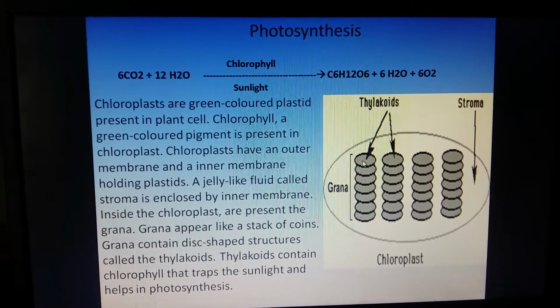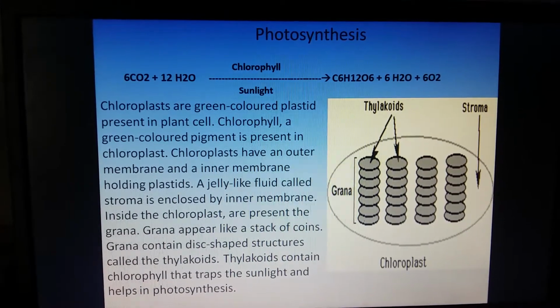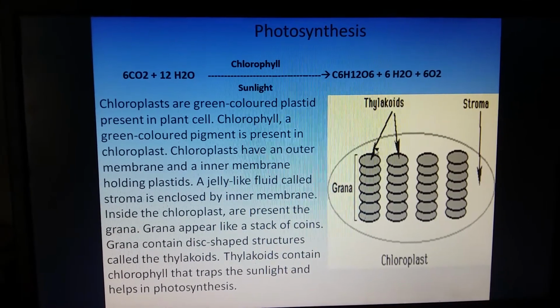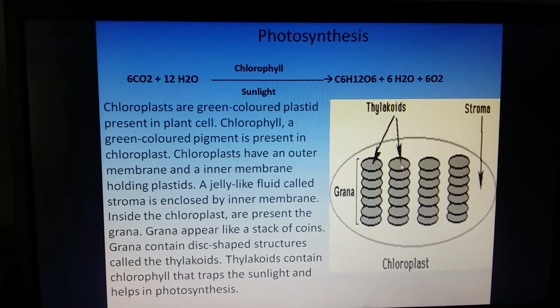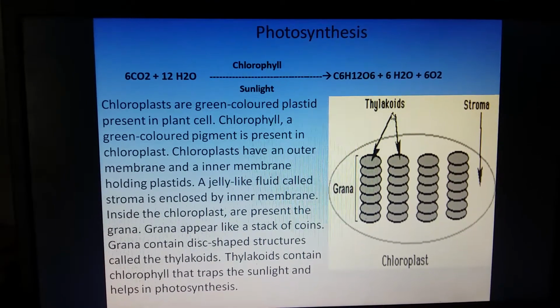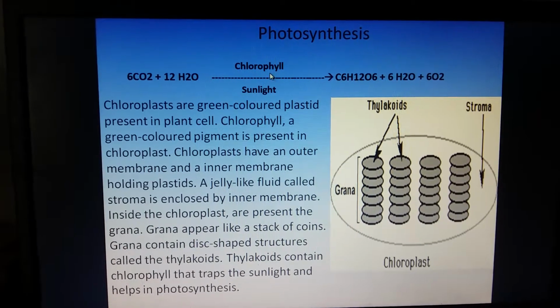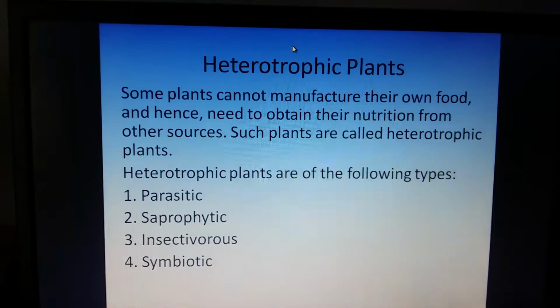Grana are nothing but a structure which is like a stack of coins, as if coins are kept one above the other. Grana are disc-like structures, and these disc-like structures are called thylakoids. Thylakoids are responsible for trapping sunlight for the process of photosynthesis.